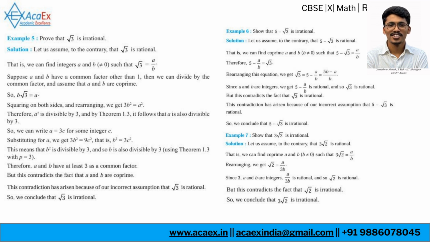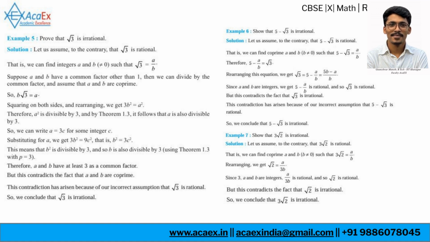Example 6. Show that 5 minus the square root of 3 is irrational. Assume 5 minus the square root of 3 is rational, meaning it equals a over b. Rearranging the equation gives the square root of 3 equals 5 minus a over b. The right side of the equation is a rational number, which implies that the square root of 3 is also rational. This contradicts the known fact that the square root of 3 is irrational, so our assumption was wrong.